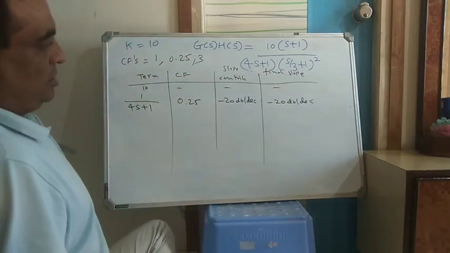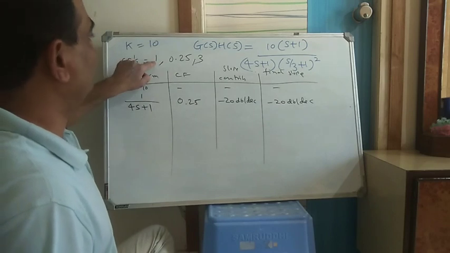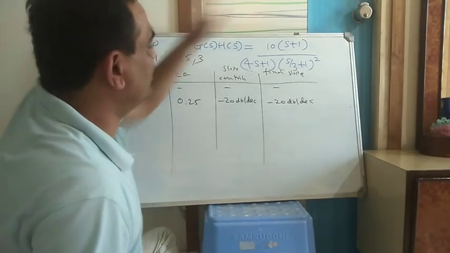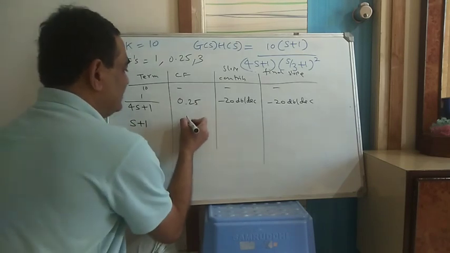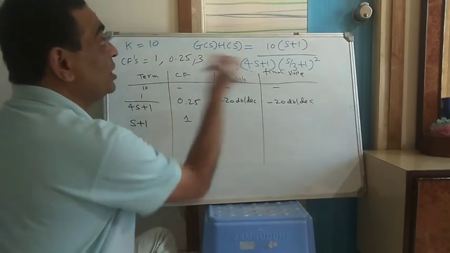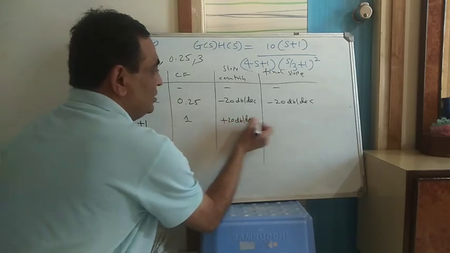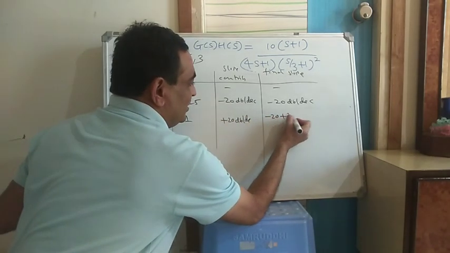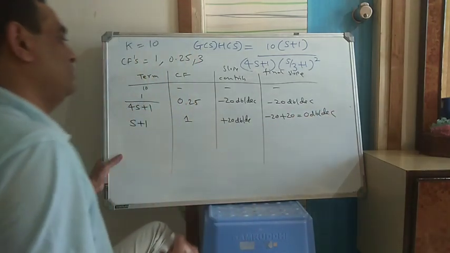Okay. All right. Then comes corner frequency 1. 1 is contributed from the numerator, that is this s plus 1 term. So the corner frequency is 1. It is due to the numerator. So first order term, plus 20 dB per decade. So minus 20 plus 20 is equal to 0 dB per decade, a parallel line to the 0 dB axis.